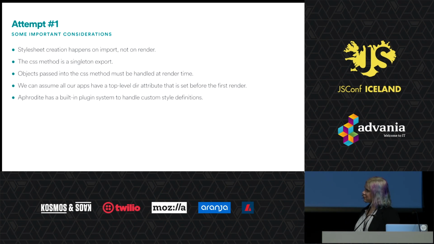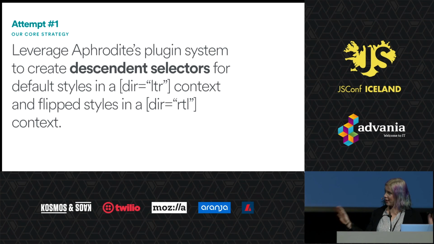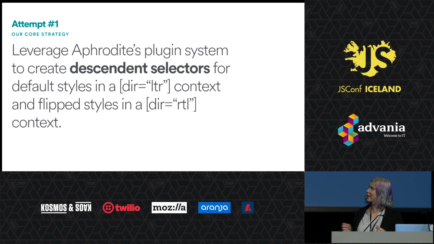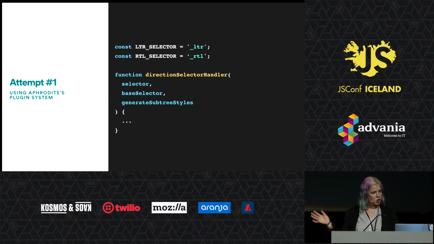And, as we noted before, Aphrodite has a built-in plugin system to handle fancy selectors, and we can actually create our own selectors through this process. So, the game plan was to leverage Aphrodite's plugin system to create descendant selectors. Specifically, we would wrap our default styles in a dir equals LTR context, and our flip styles in a dir equals RTL context. So, this is how our basic fancy selector handler would look.